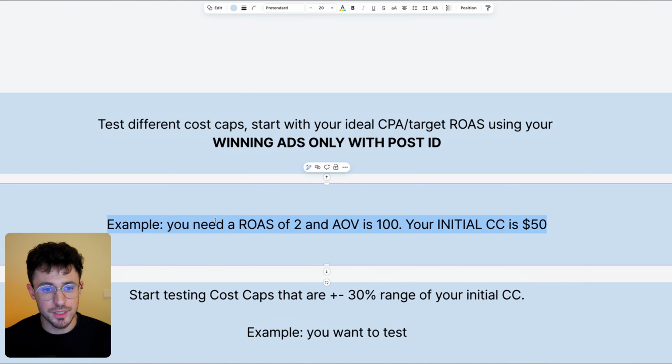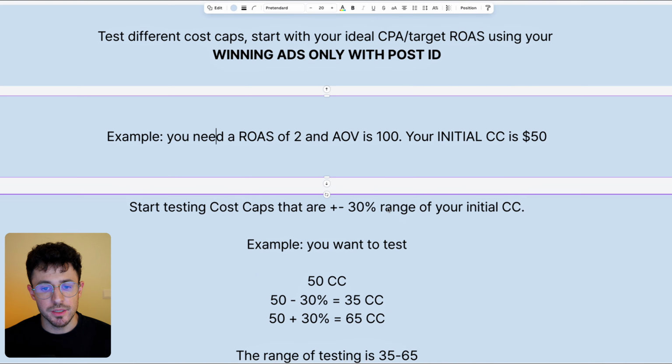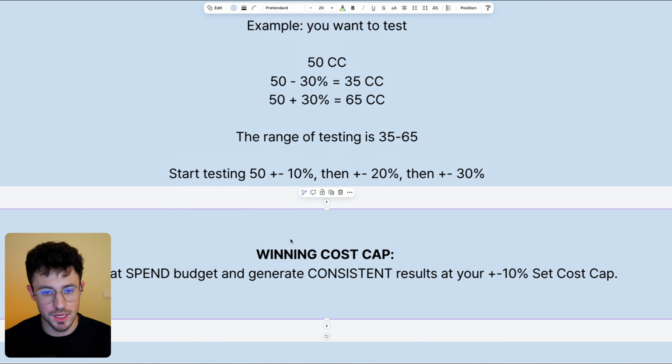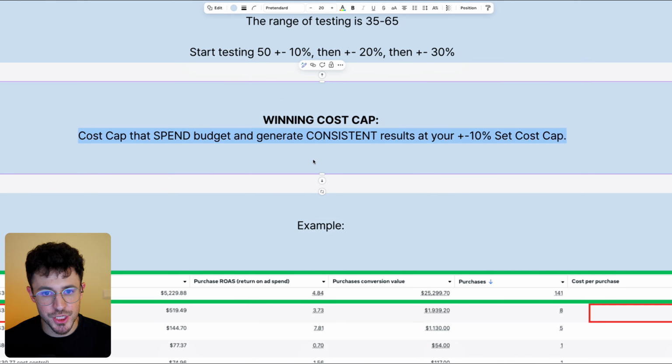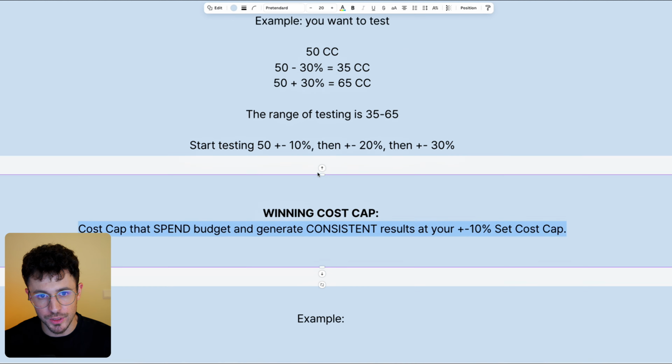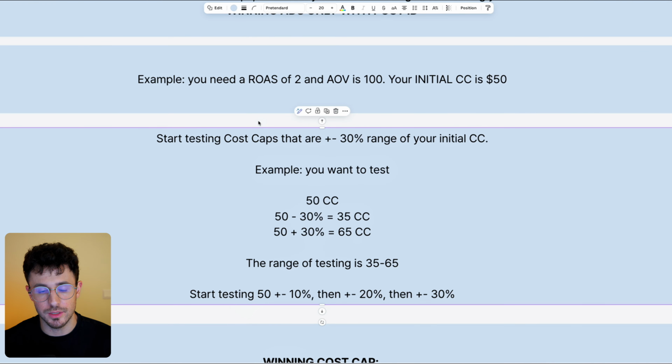So for example, you need a ROAS of 2 and your AOV is 100, so the initial cost cap that you need to set is 50. Very simple. Now, the goal here is to test a range of cost caps to find the best cost cap. What is the best cost cap? As you can see here, the winning cost cap is the cost cap that spends budget and generates consistent results at your set cost cap plus 10%. And I will give you an example. But before going to this, I want to explain first how to actually test cost caps.